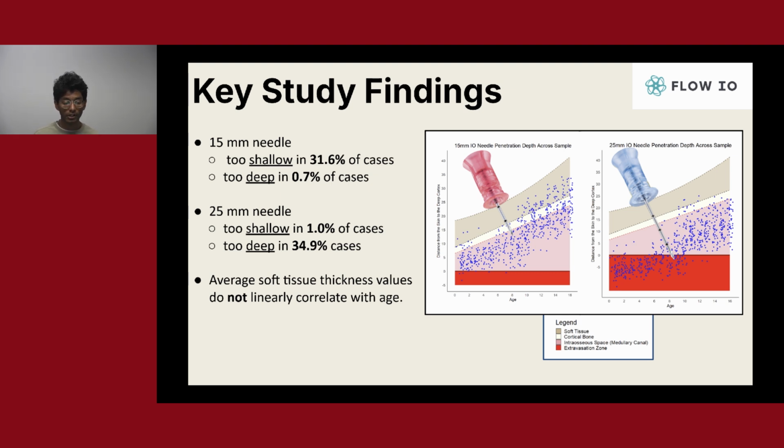The 15mm needle was too shallow in 31.6% of cases, while a 25mm needle is too deep in 34.9% of cases. Average soft tissue thickness values do not linearly correlate with age, and the most concerning finding from this study is that the 25mm needle goes too deep even in patients where this needle would typically be used. The findings from the study demonstrate that the current needles are unsafe and allowed us to determine measurements for our own safer needle that can work for all patients.